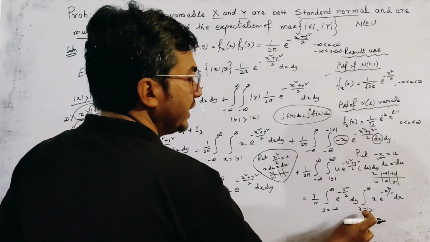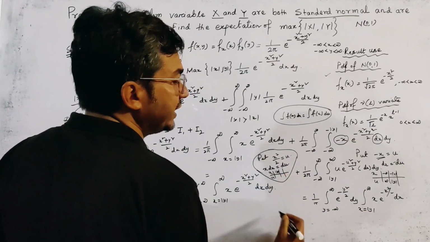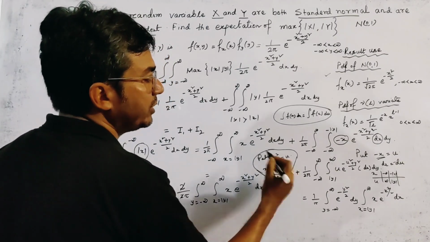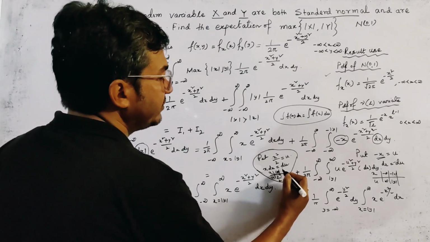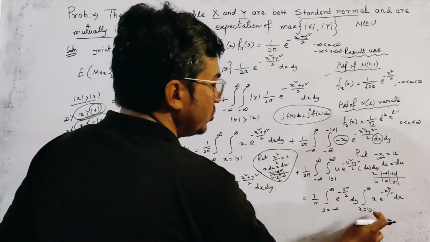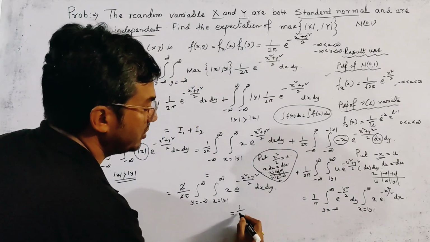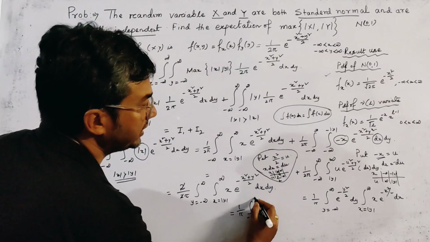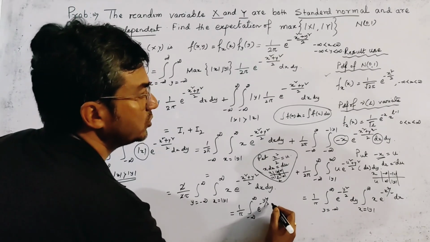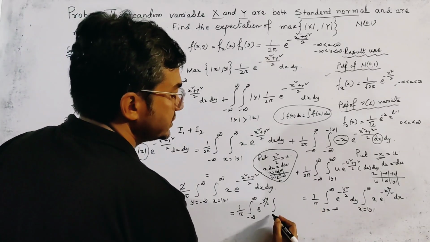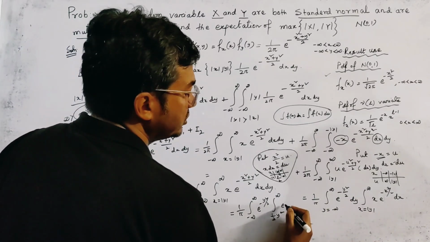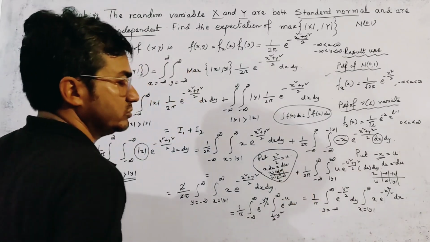If we put here x equal to mod y, then obviously u equal to y square by 2. If y goes to infinity, then u also goes to infinity. So we get this integration as 1 by pi integration from minus infinity to infinity of e to the power minus y square by 2, and this integration becomes, the range is half y square to infinity, e to the power minus u du.